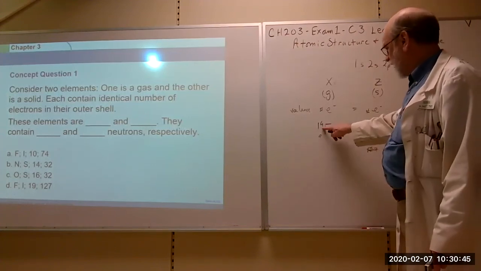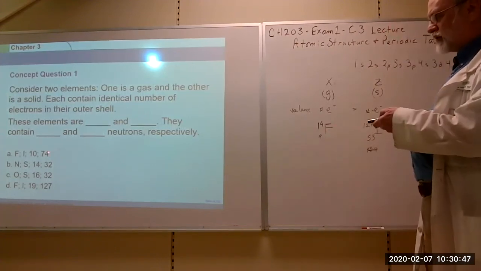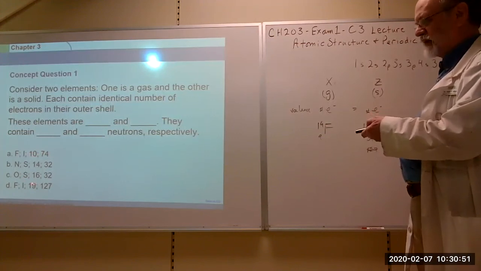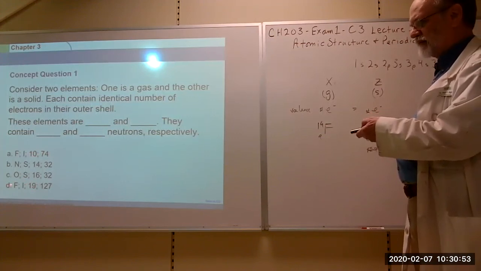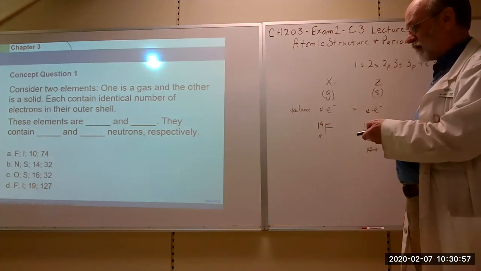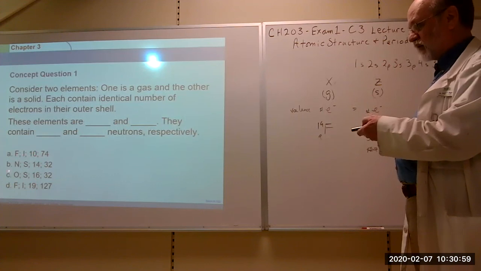So 19 minus 9 is 10, right? So 10's right for the number of neutrons, but 19 is not right for fluorine. So we can throw this one out, we can throw this one out. It's either this one or this one.